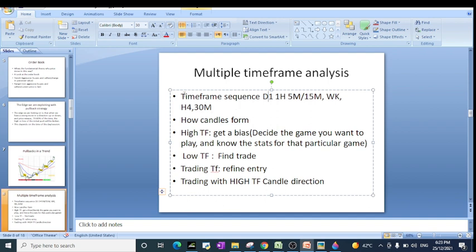So, time frame sequence, how candles form. High time frame, get a bias, the game you're trying to play. Low time frame is where you find your trades, your trading time frame, you find your entries. Trade with high time frame candle direction. This is so important.